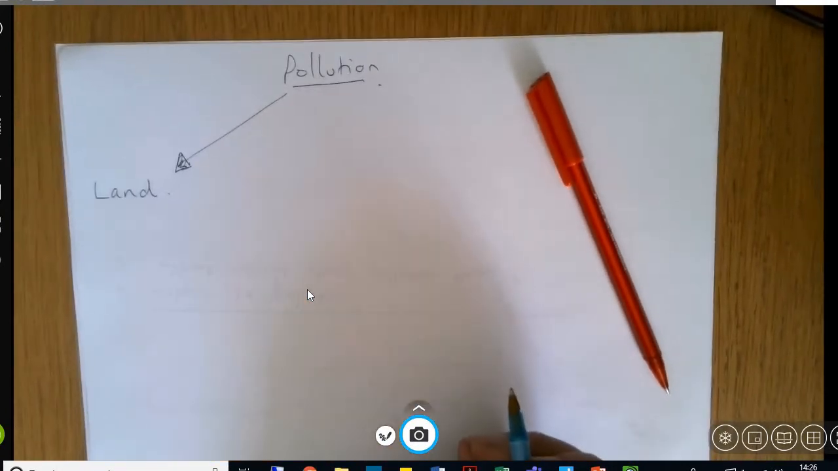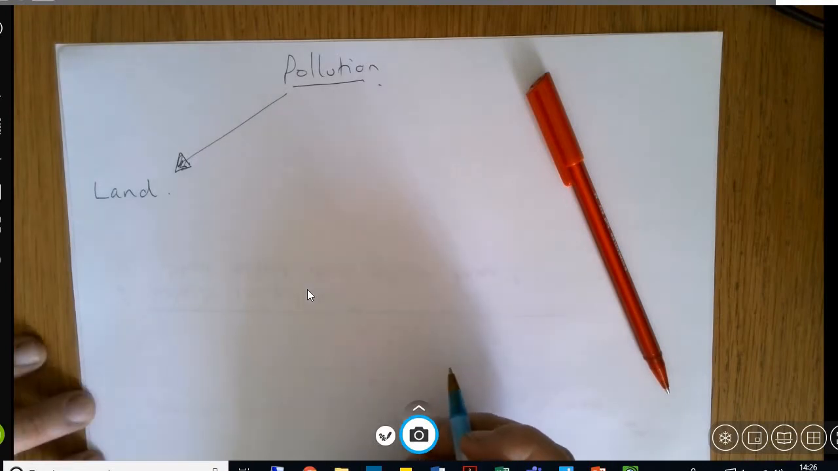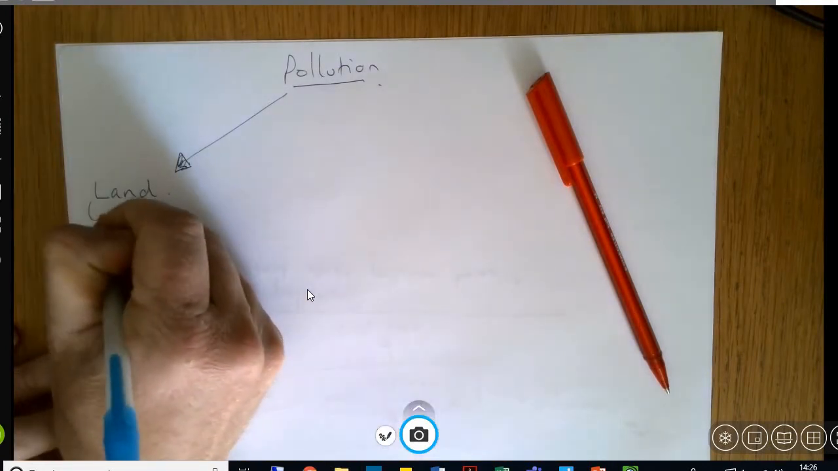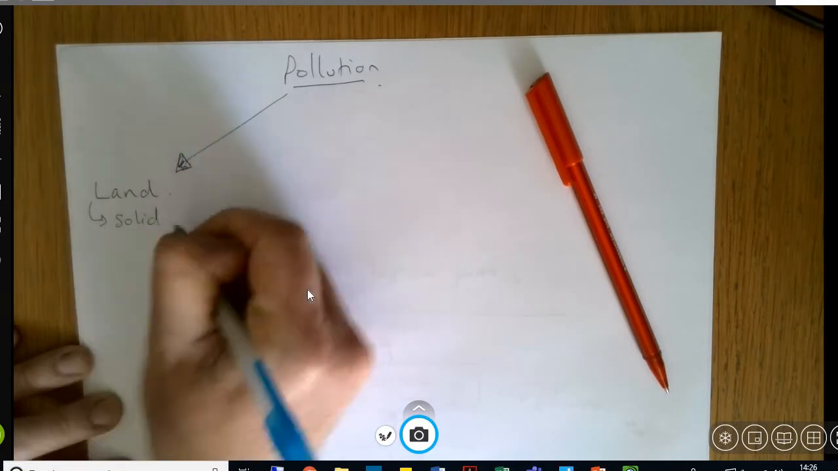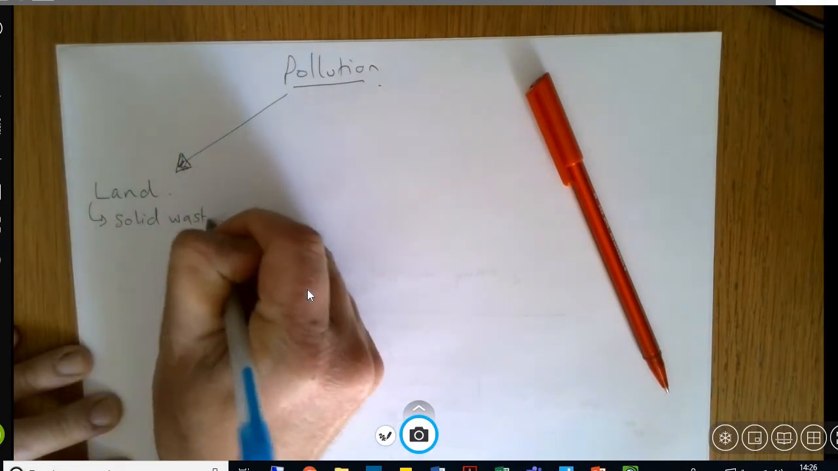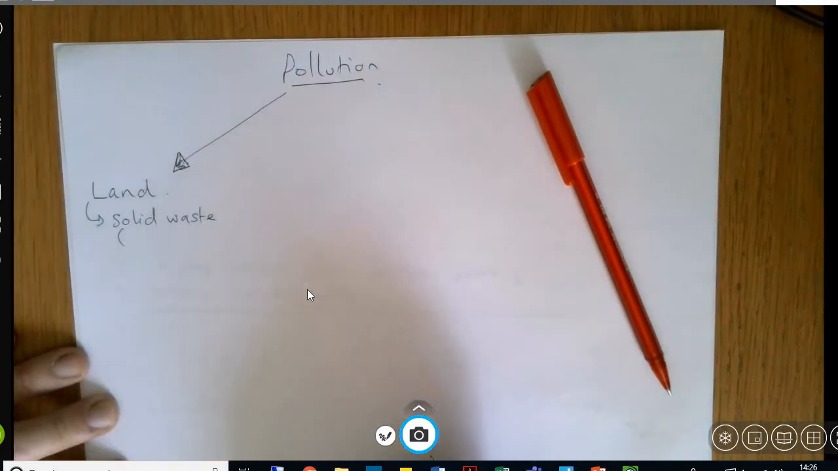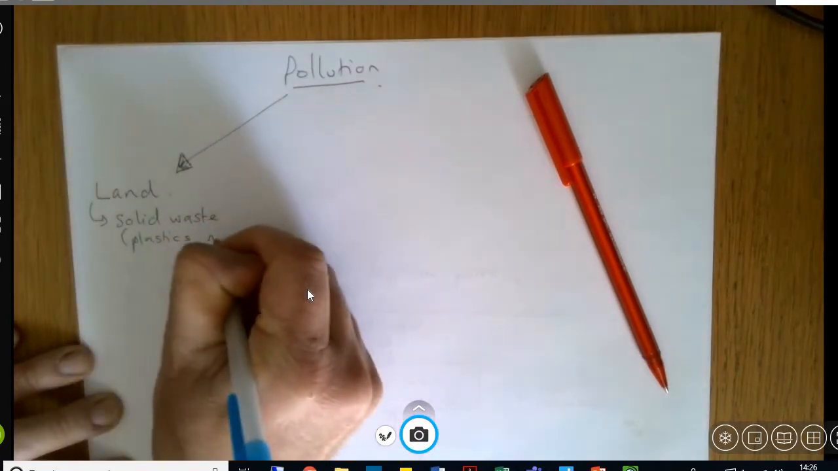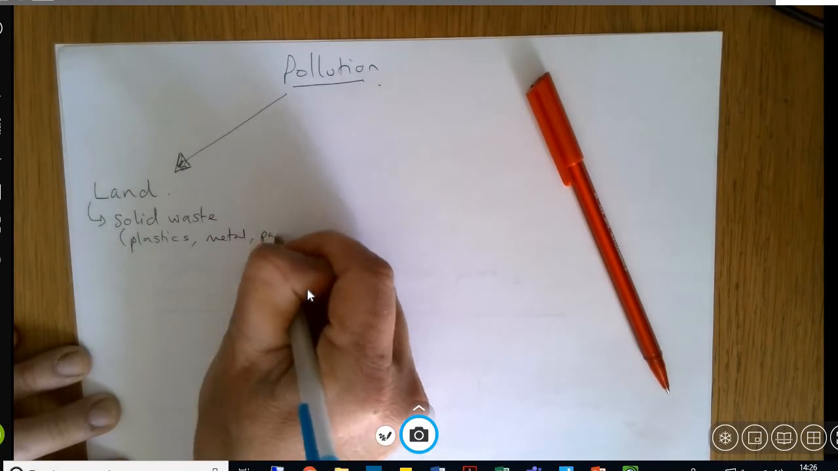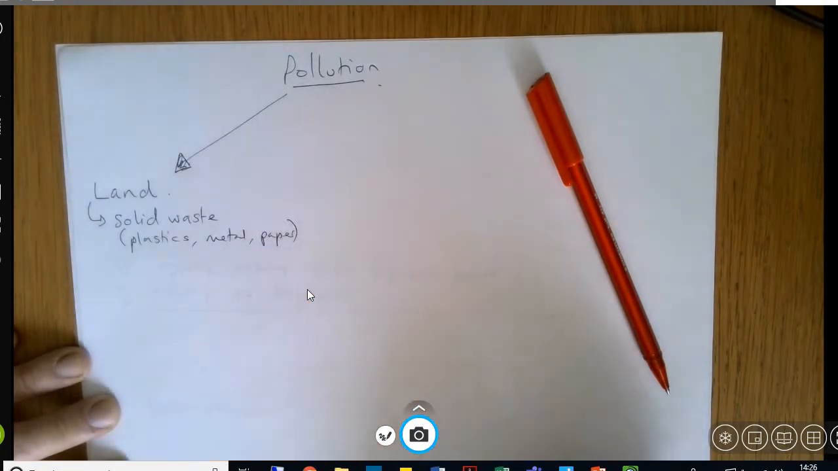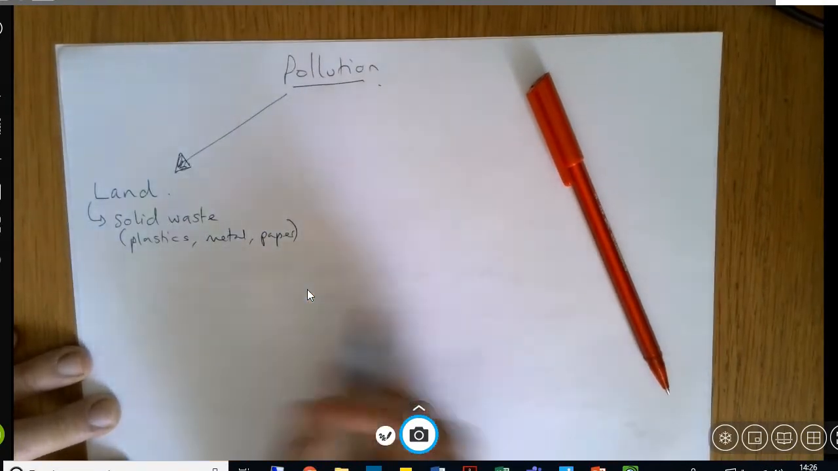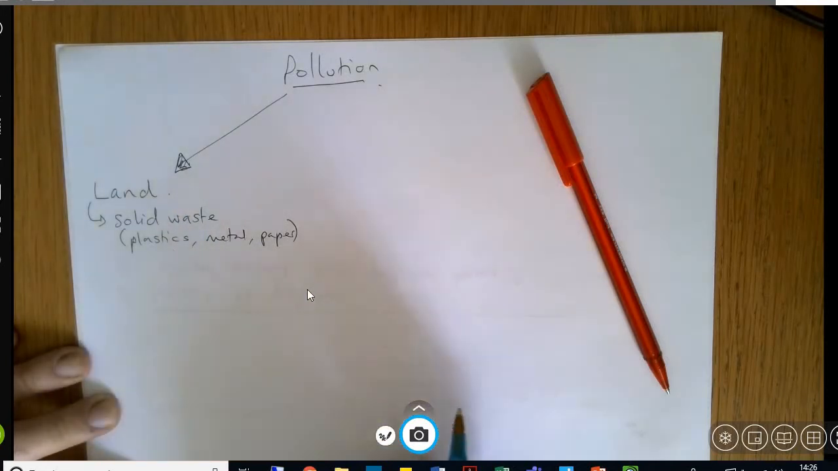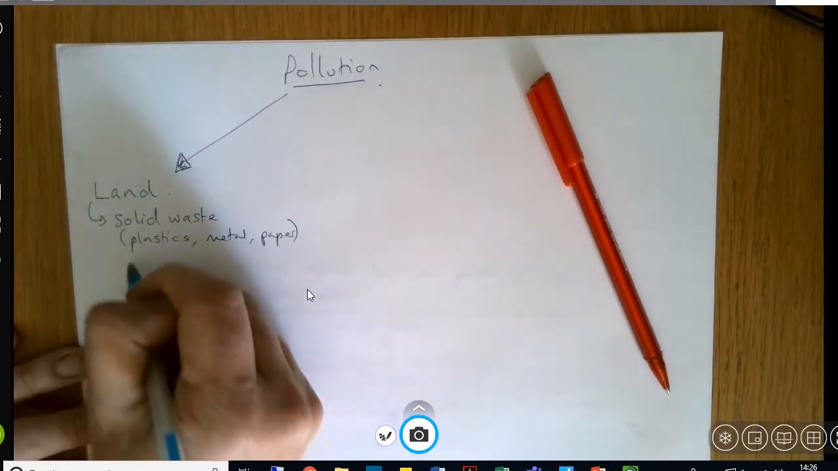In terms of land pollution, we're looking at things such as solid waste. I'm sure you can think of plenty of examples, but things like plastics, metal, paper, whether it's recycled or not, obviously, those are all examples of the solid waste that we can find on land, and you've probably seen plenty of that.